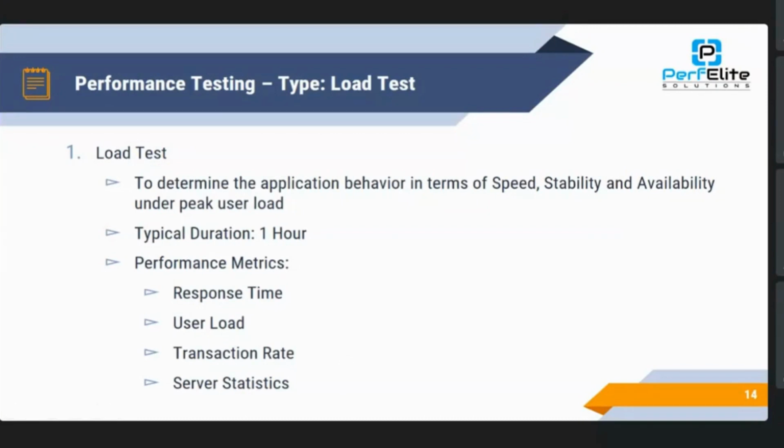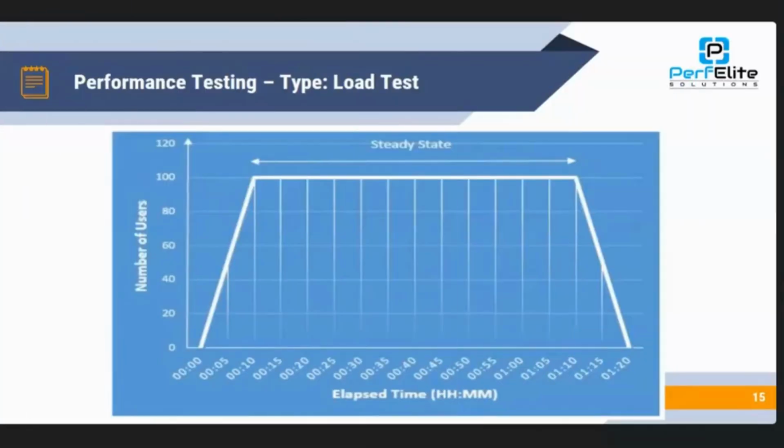If you have to say that your load test is good or successful, then you have to make sure that all your transaction response times are less than the SLA of your application. And as I said, we are going to ramp up the users and give some delay time between user to user while coming onto the application.